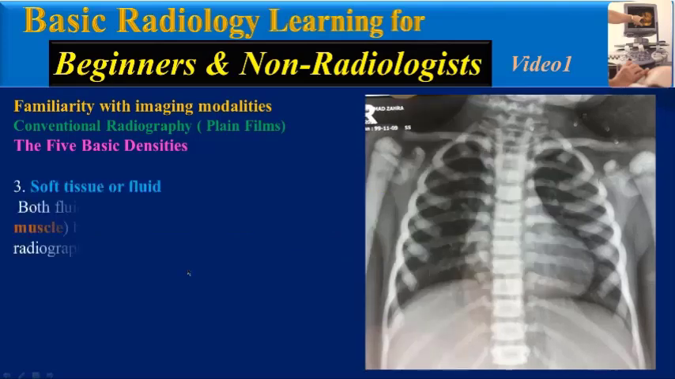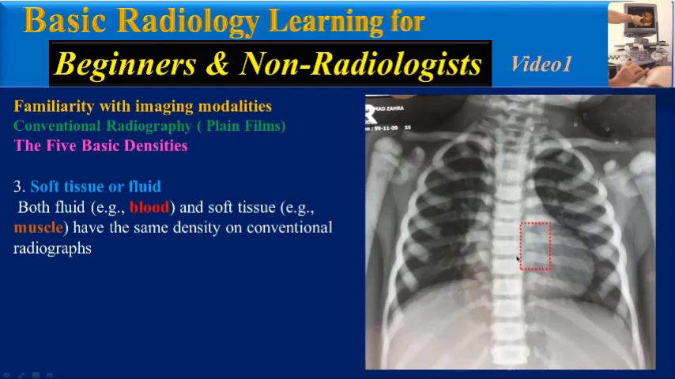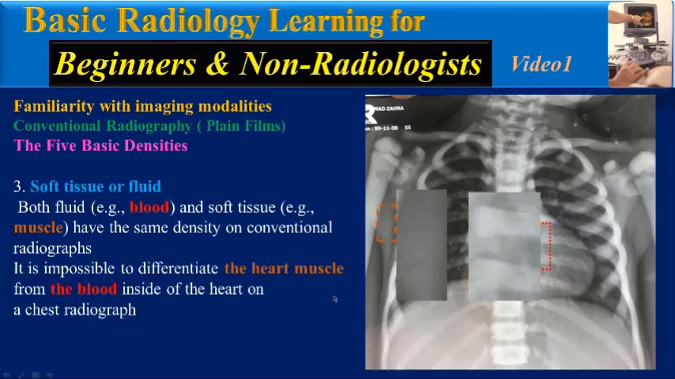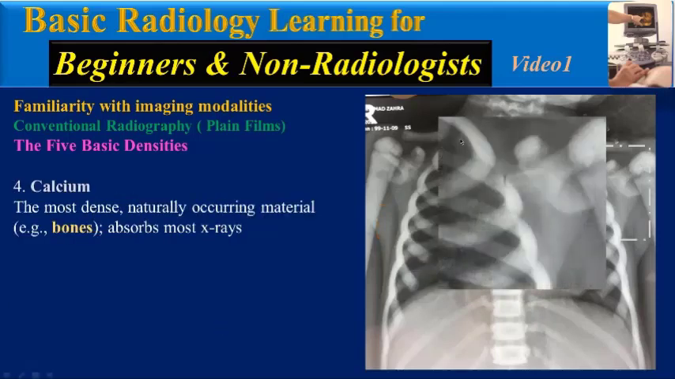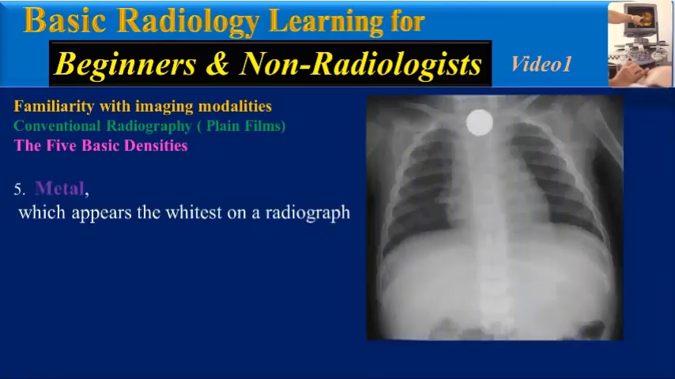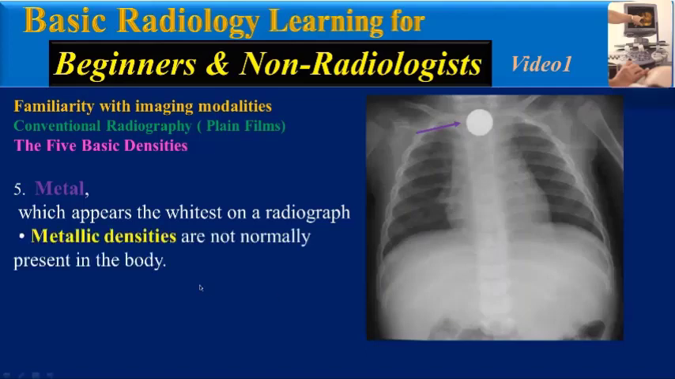Third is soft tissue or fluid. Both fluid, for example blood, and soft tissue, for example muscle, have the same density on conventional radiographs. It's impossible to differentiate the heart muscle from the blood inside the heart on a chest radiograph. Fourth is calcium, the most dense naturally occurring material. Bones, for example, absorb most X-rays. And fifth, metal, which appears the whitest on radiographs. Of course, metallic densities are not normally present in the body.